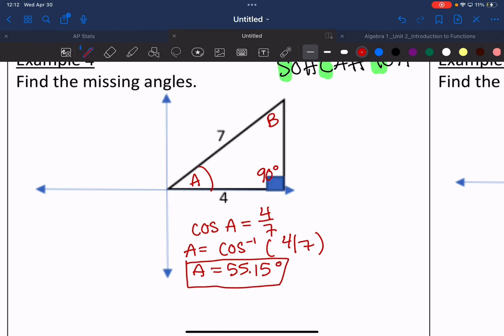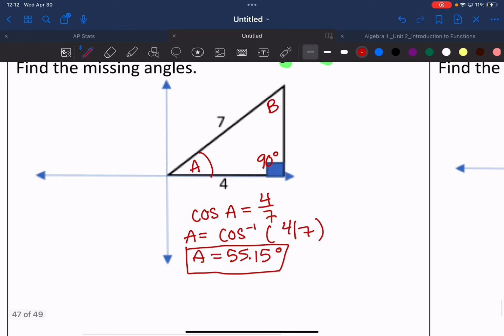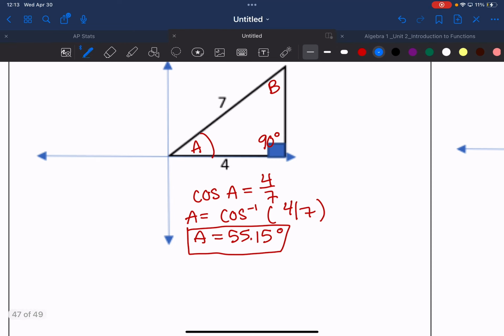That means we now have angle A. We have the 90-degree angle, but we're still missing angle B. What do we know about triangles if we add all the angles together? They equal 180. So I could write that angle B is equal to 180 minus 55.15, which is angle A, minus 90. And if I just plug that into my calculator, I will get angle B without having to use any of the inverse trig functions. So this is equal to 34.85 degrees.